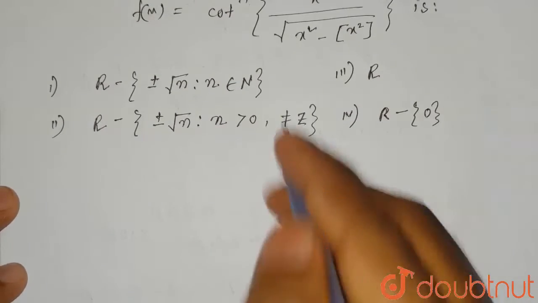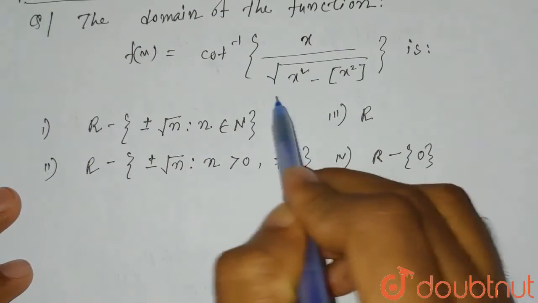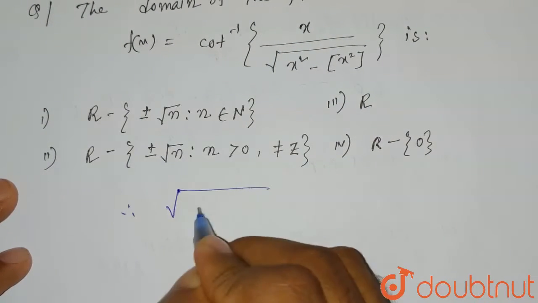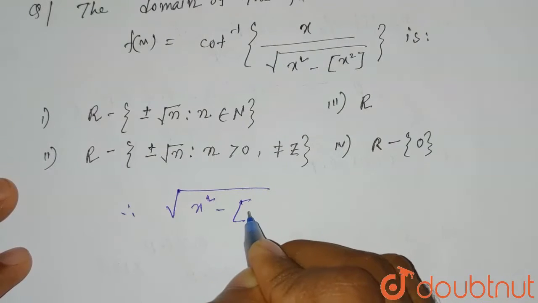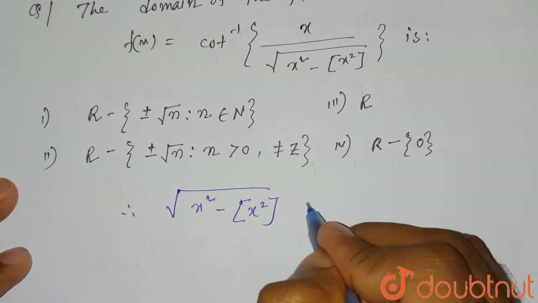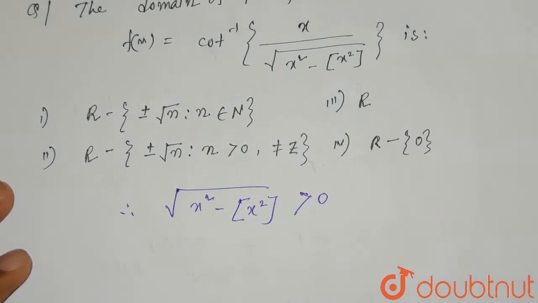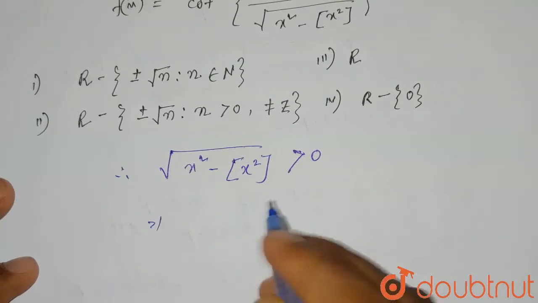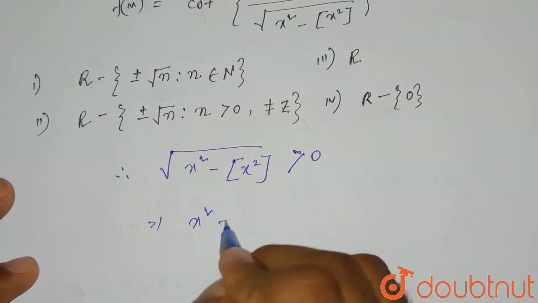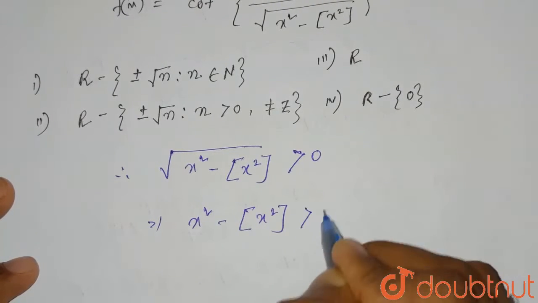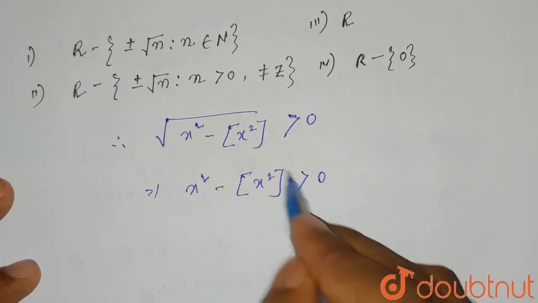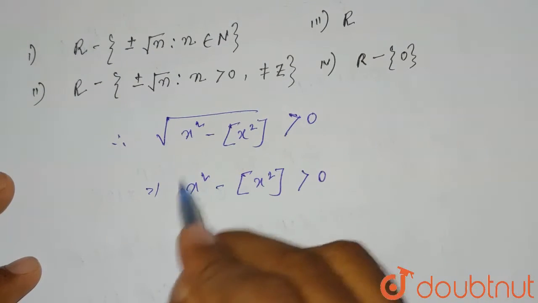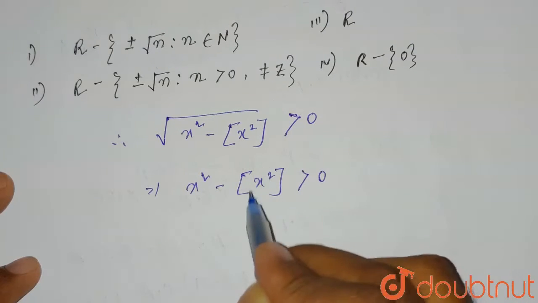Okay, so now here it is a fraction, that means the denominator has to be greater than 0. So from here you can write that root under x square minus [x square] has to be greater than 0. If we remove the root, x square minus [x square] has to be greater than 0. As there is this negative sign, this value subtracted from this one is greater than 0, which means this value has to be smaller than this one.